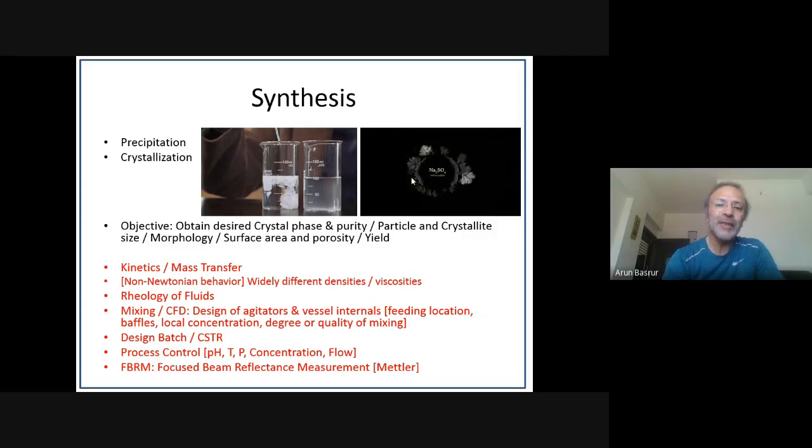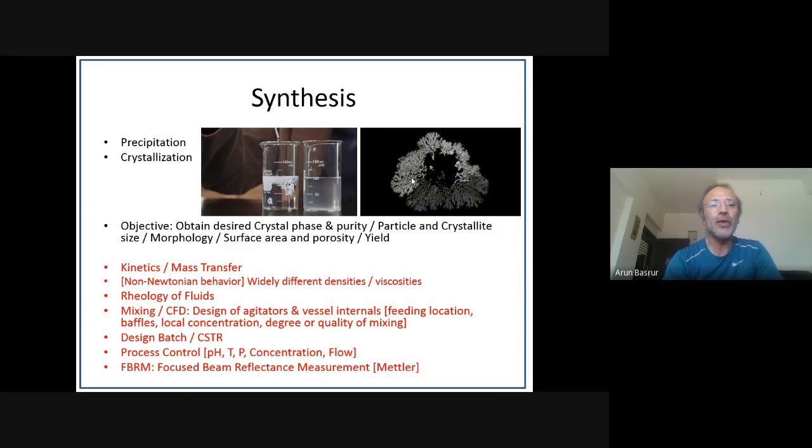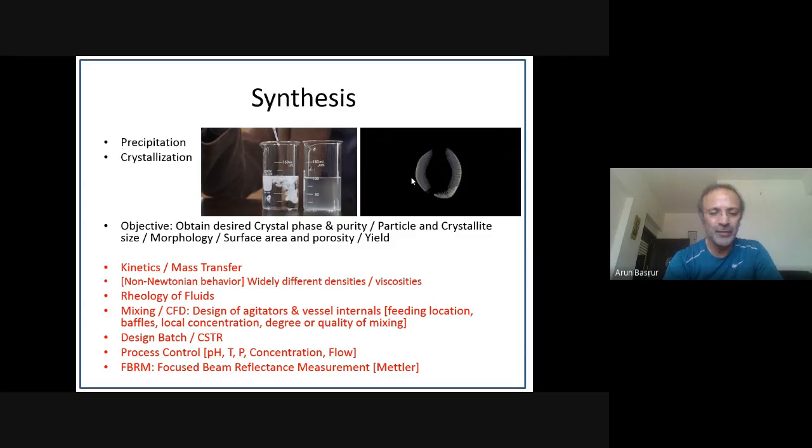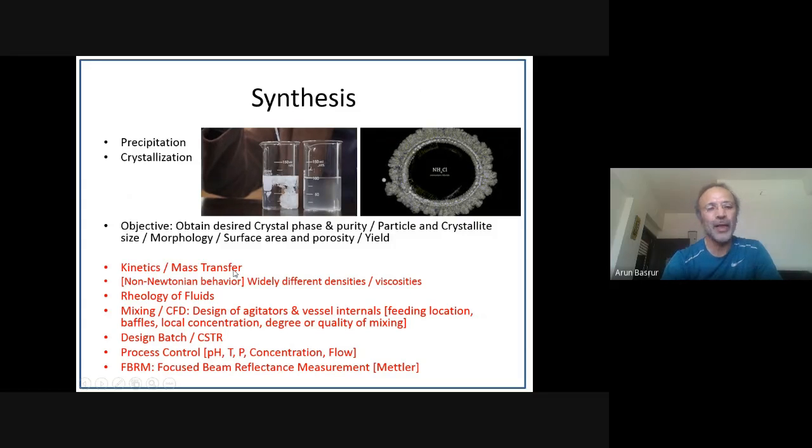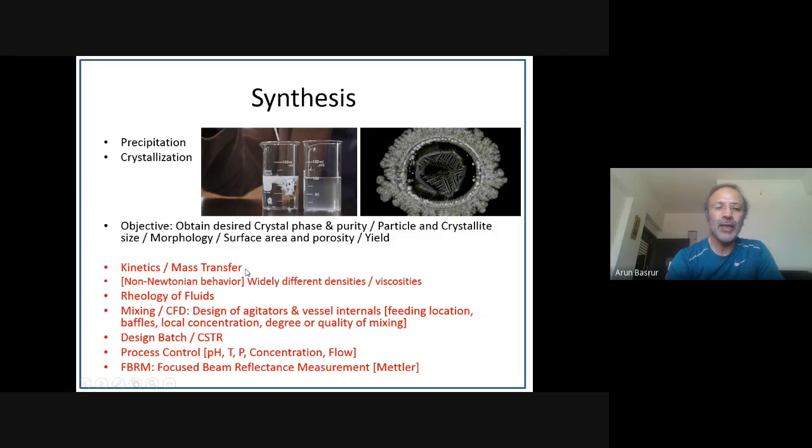What is the objective? The objective in synthesis is to obtain a desired crystal phase and purity, particle size and crystallite size, shape or morphology of the particles, surface area and porosity, and adequate yield during precipitation and crystallization. So what are the different chemical engineering principles which can help us attain these objectives? In both these processes, kinetics and mass transfer play a big role in achieving these properties. So the study of kinetics and mass transfer is important.